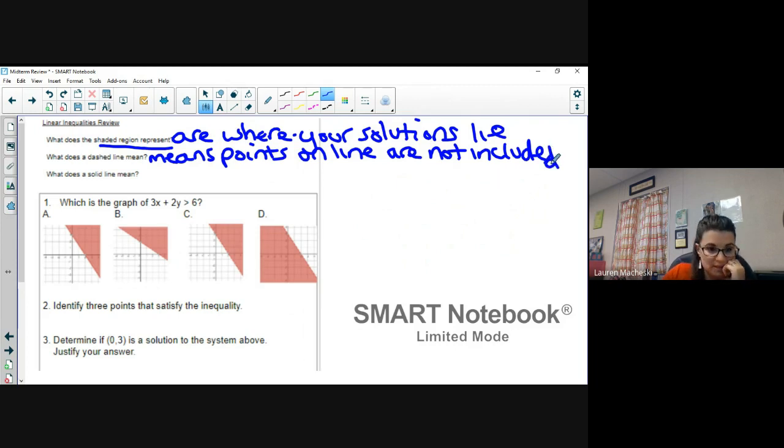And then what does a solid line mean? This means points on the line are included.